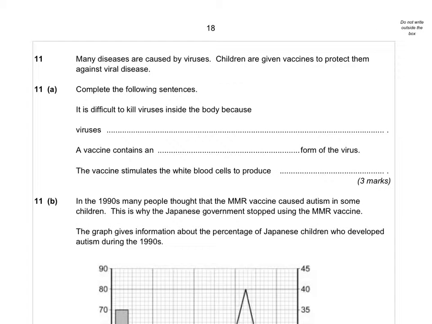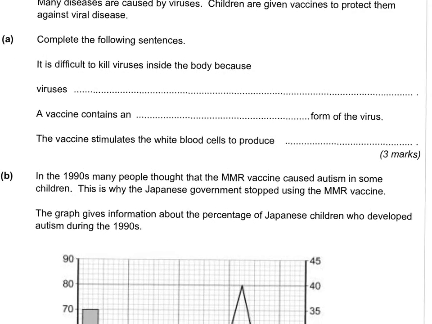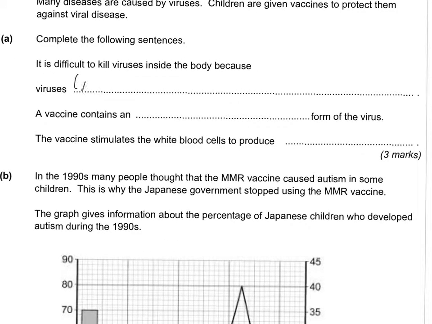Next one. Number 11. Many diseases are caused by viruses. Children are given vaccines to protect against viral diseases. It's difficult to kill viruses inside the body because viruses live inside cells. It's a little bit different to bacteria. The bacteria are free to go wherever they want around the body, so that's because they're about the same size as one of our cells.